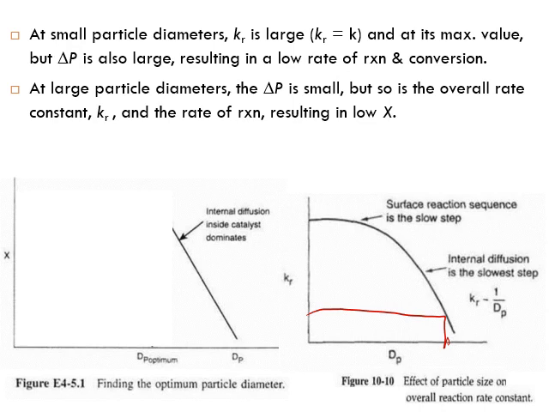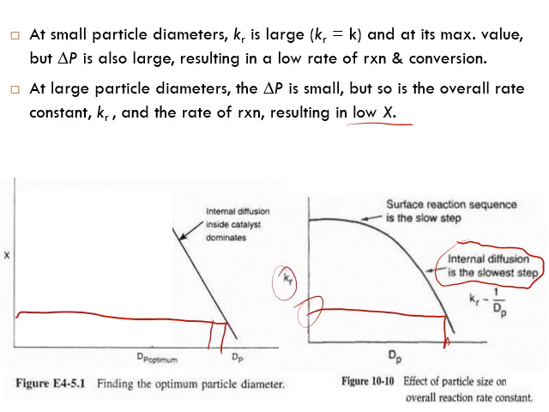So actually the internal diffusion is the slowest step because the particle size is large, right? So that leads to a small overall rate constant, and therefore the rate of reaction is small, resulting in a low conversion. So here we go. At very large particle size, again X is small because Kr is small. If I decrease the particle size, I enhance the internal mass transfer, so I reduce its resistance, so the overall rate constant increases, leads to a higher rate of reaction and therefore higher conversion.